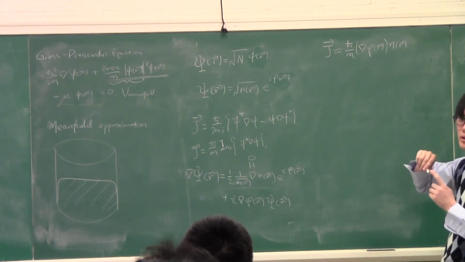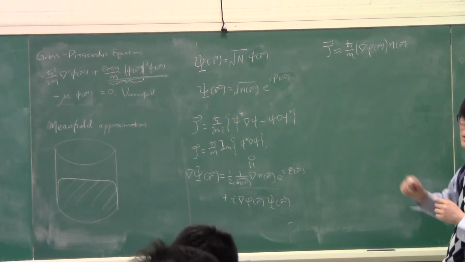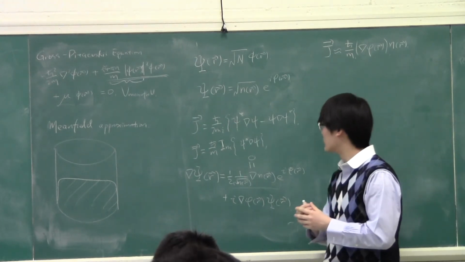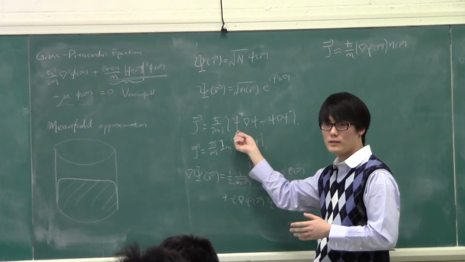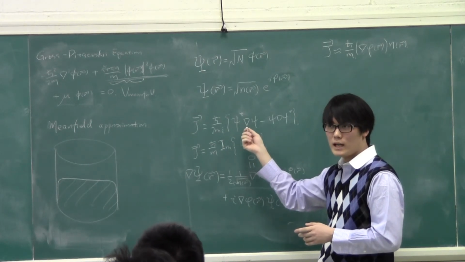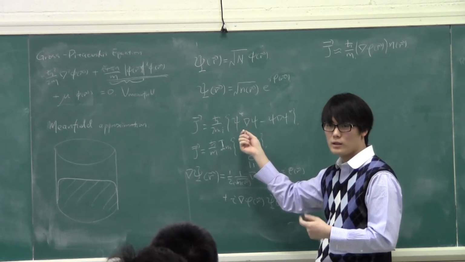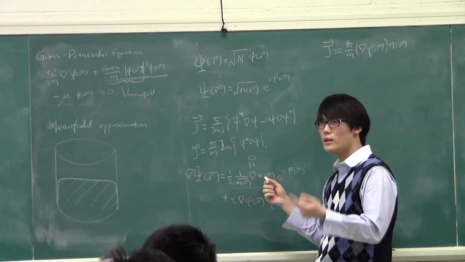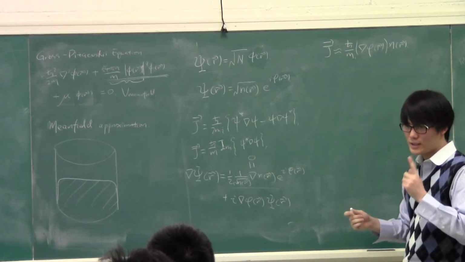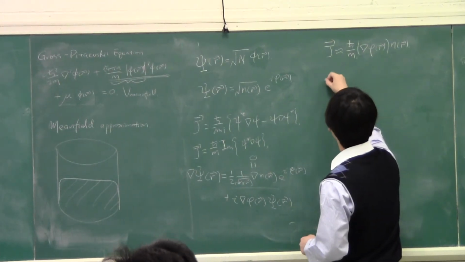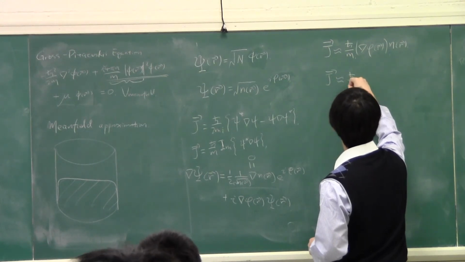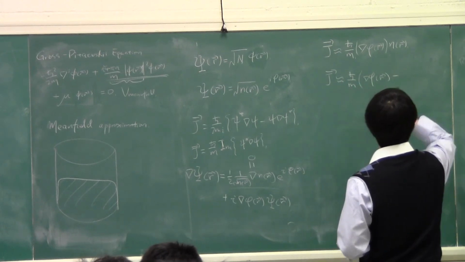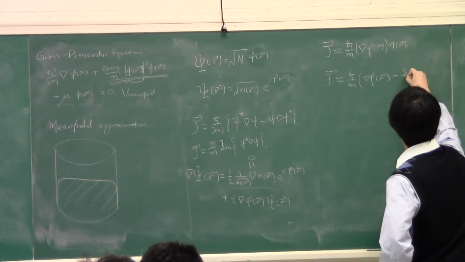So now let's couple the electromagnetic field into this. How do we do that? We just replace this factor by adding in the vector potential here. You will be asked to show this in the exam. After coupling to the electromagnetic field, what we get is h bar over m times the gradient of psi of r minus q times the vector potential.